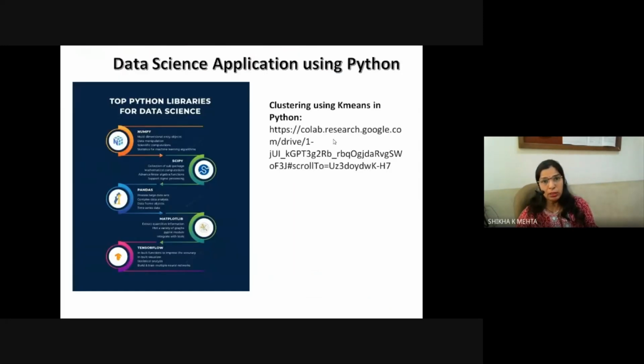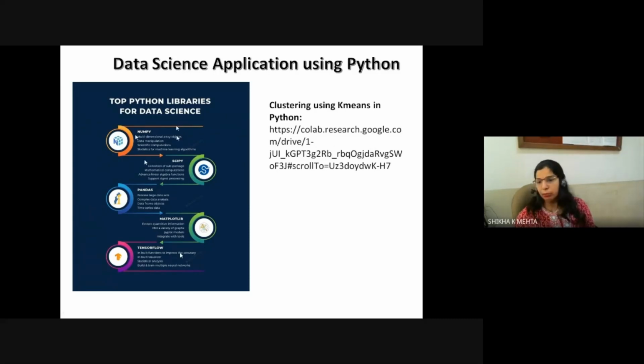And here you see we have the various Python libraries for data science like NumPy. These are the basic Python libraries which are used for the implementation of all these algorithms, or for developing such applications: NumPy, then SciPy, then Pandas, then Matplotlib, and TensorFlow.